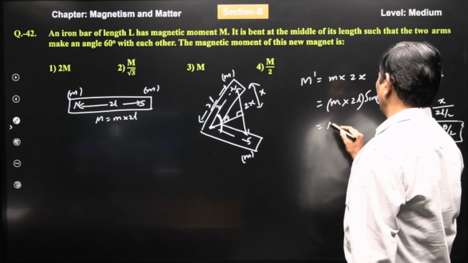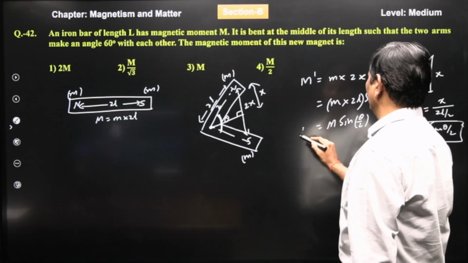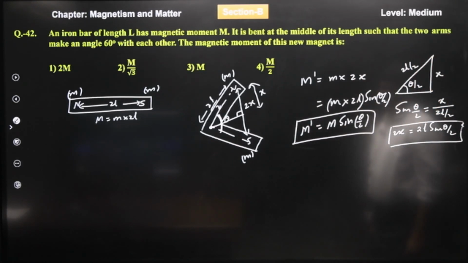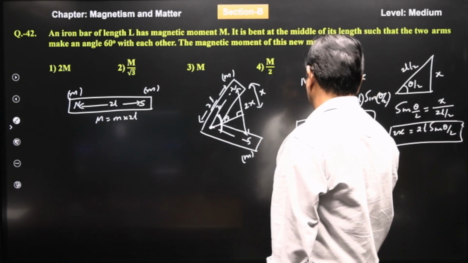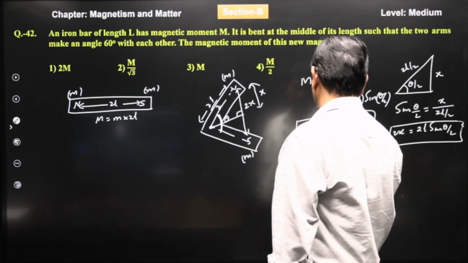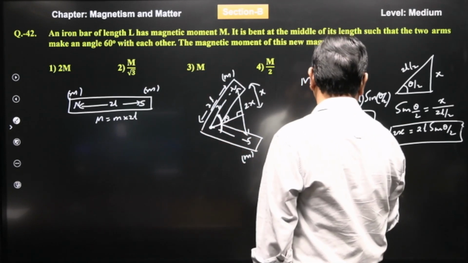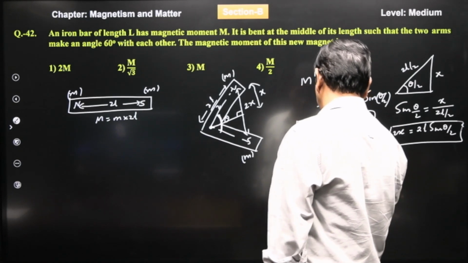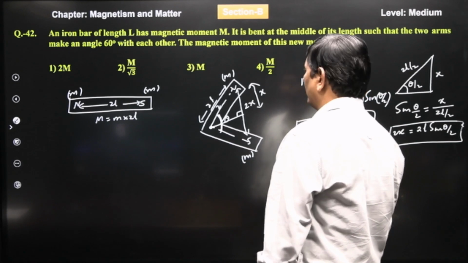Small m into 2L is capital M. So it is capital M sin theta by 2. So that is the new magnetic moment. This is a formula: new magnetic moment M dash is equal to M sin theta by 2. The angle bent is given as 60 degrees, so M dash is equal to M into sin 60 by 2, sin 30. M sin 30, you will get M by 2.